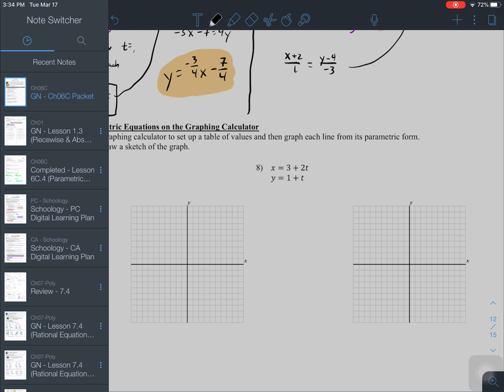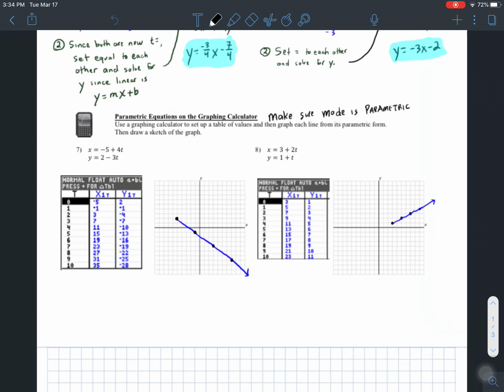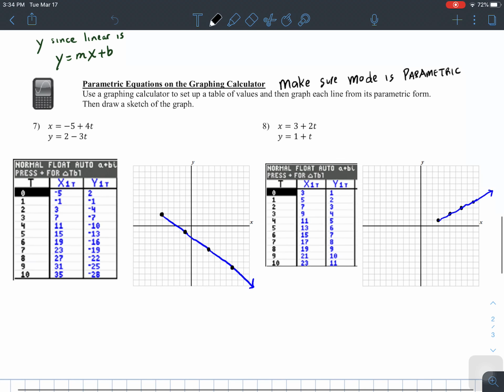So if I look at the completed notes on what we're dealing with, 6C.4, make sure on your calculator you hit the mode button and go to parametric. The mode button is up on the top of the calculator. When you hit mode, it says function, par, polar, and sequence, and it's the second one, par, under mode.